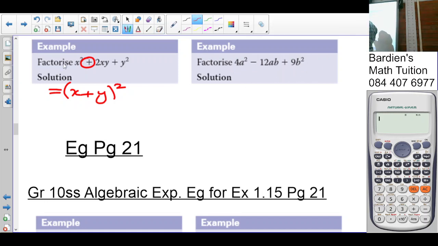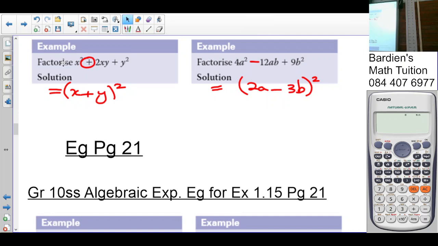So, what's the square root of 4a squared? 2a. What's the square root of 9b squared? 3b. So it's 2a times 3b times 2. What's 2a times 3b? 6ab, times 2 is 12ab. Yes, it is then a perfect square trinomial, not so? So what does that give us? 2a minus 3b squared. Alright, you guys understand? Yes, sir. Am I moving too fast? Okay.